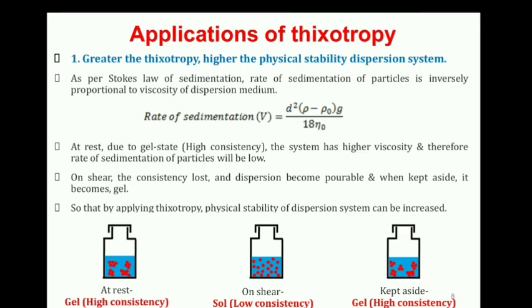In this equation, d is the diameter of the particle, rho is the density of the dispersed phase, rho 0 is the density of the dispersion medium, g is the acceleration due to gravity, and eta 0 is the viscosity of the dispersion medium. So you can see from this equation that the rate of sedimentation is inversely proportional to the viscosity.